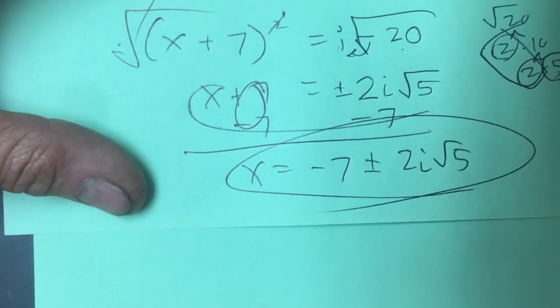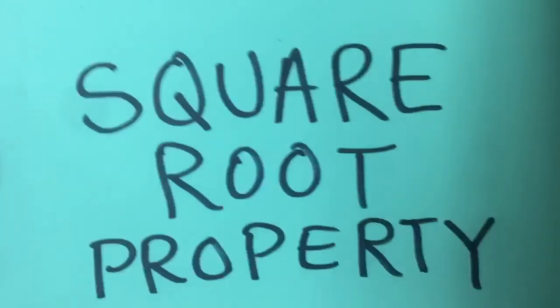All right. So I think that's it here. That's the square root property.